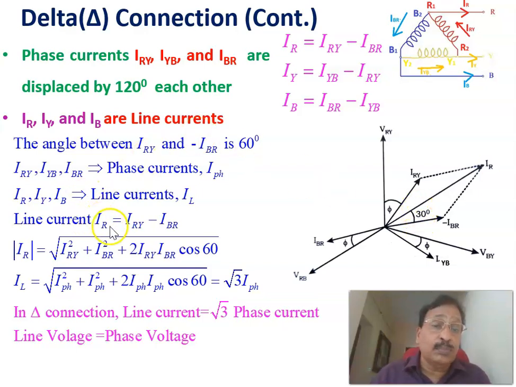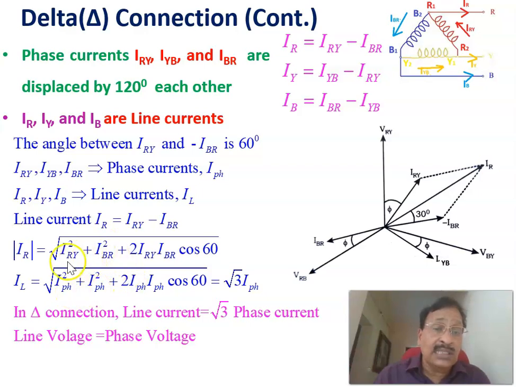Therefore, as per the previous equation that we already saw, the same parallelogram rule applies. Here this current equals the square root of IRY square plus IBR square plus 2 IRY and IBR into cos 60. The angle between them is equal to 60 degrees.